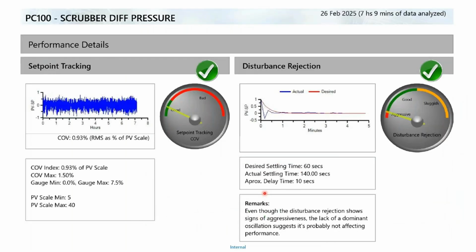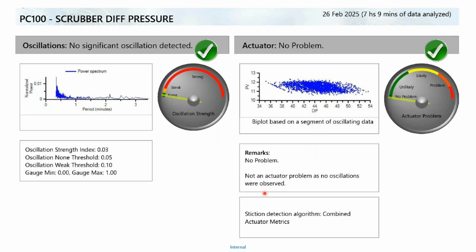The gauges are also reflecting our positive change made to our loop. Set point tracking is good. Disturbance rejection is good. And our oscillation detection says there's no significant oscillation. And we have no actuator issue. So we can generate this report, hand it to our management team, which will highlight this change and the potential cost savings generated.